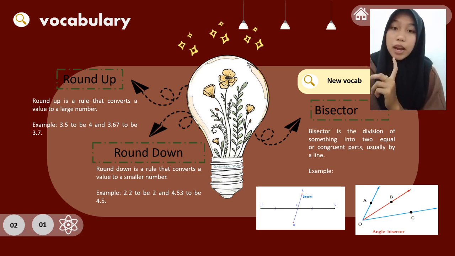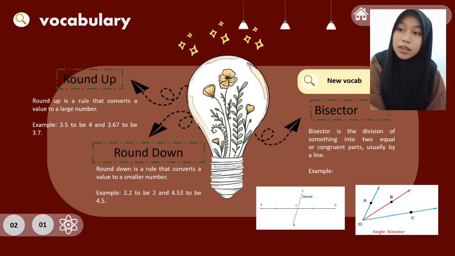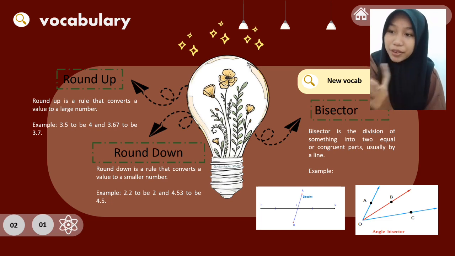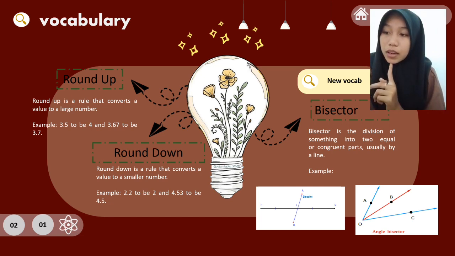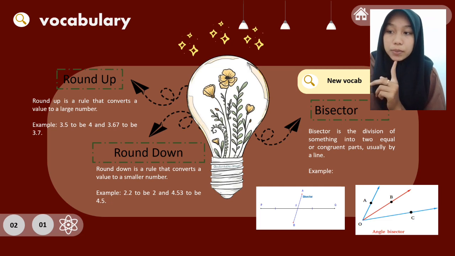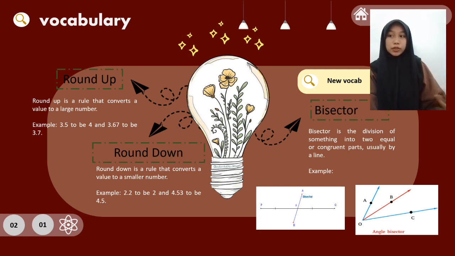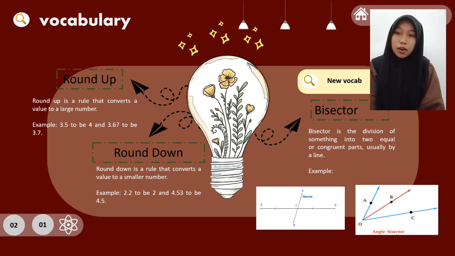Next, we have round down. In Indonesian, we say pembulatan ke bawah. Round down is a rule that converts a value to a smaller number. Example: 2.2 to be 2 and 4.53 to be 4.5.